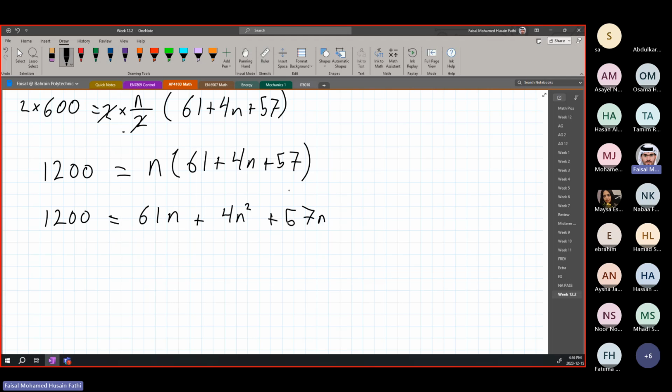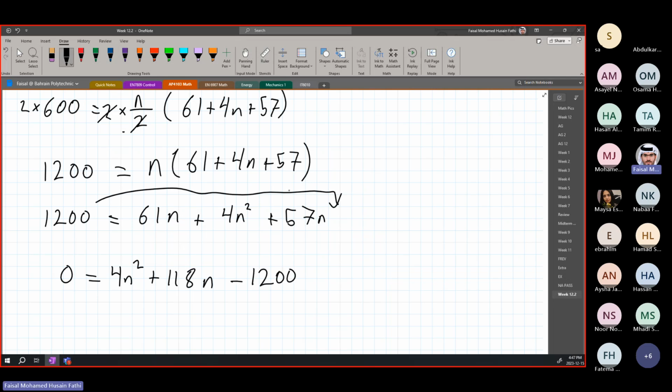We're back to the quadratic. We have a quadratic equation. How do we solve a quadratic equation? We put everything on one side and equal to 0. So let's take the 1200 to the other side. So 0 is equal to, we're just simply taking this here, 4n squared, let's order it, 4n squared, 61n plus 57n is 118n minus 1200. Use your calculator, mode 5-3. Our A is 4, our B is 118, our C is minus 1200.